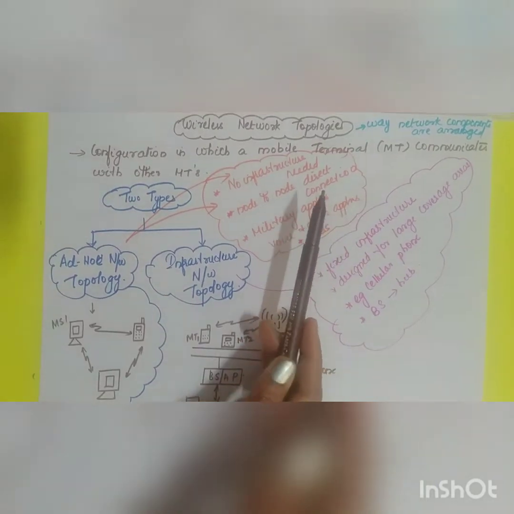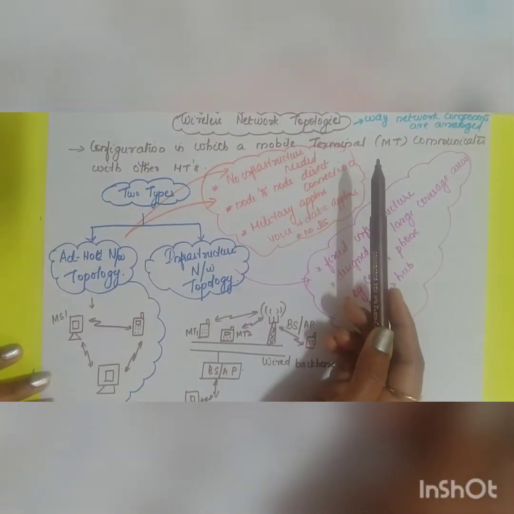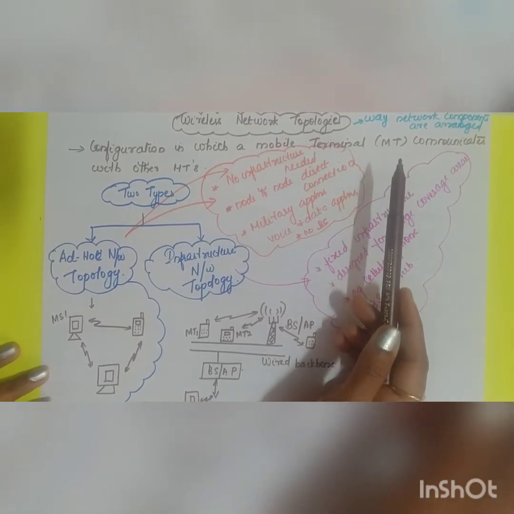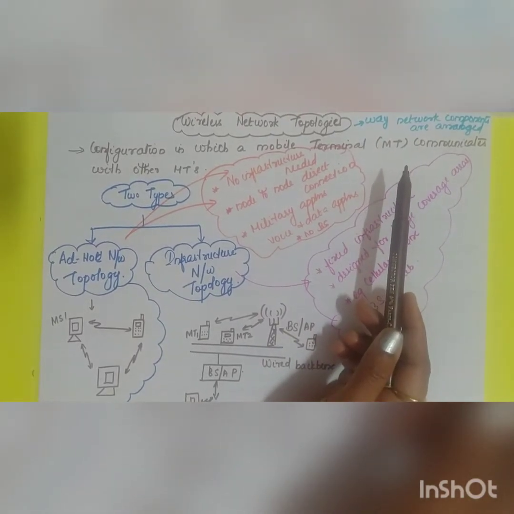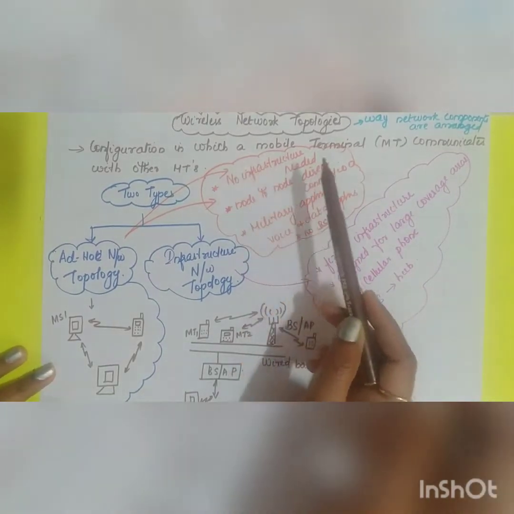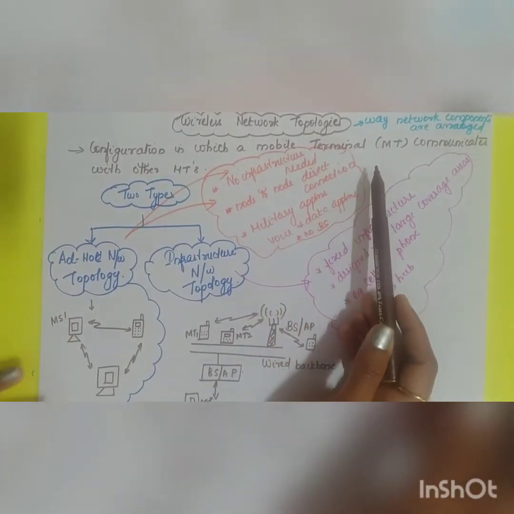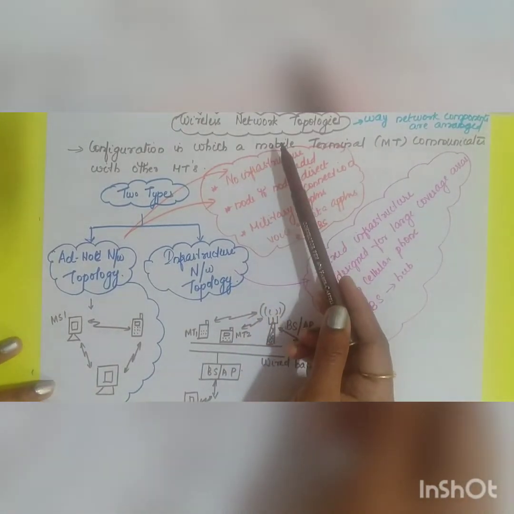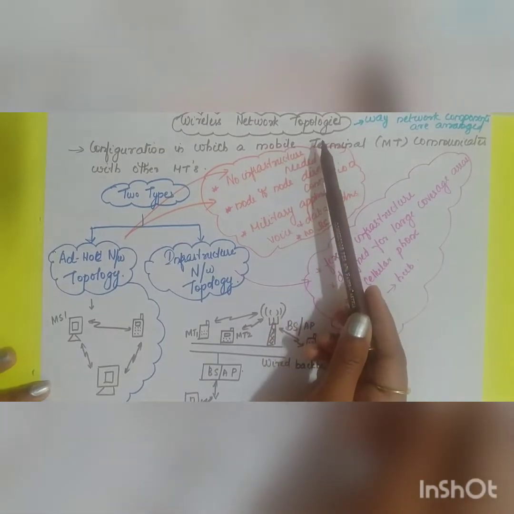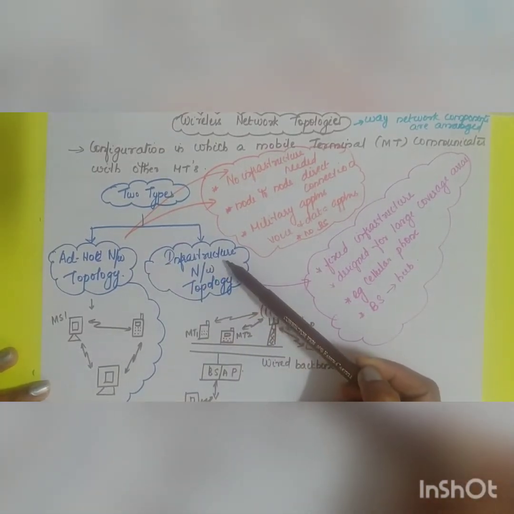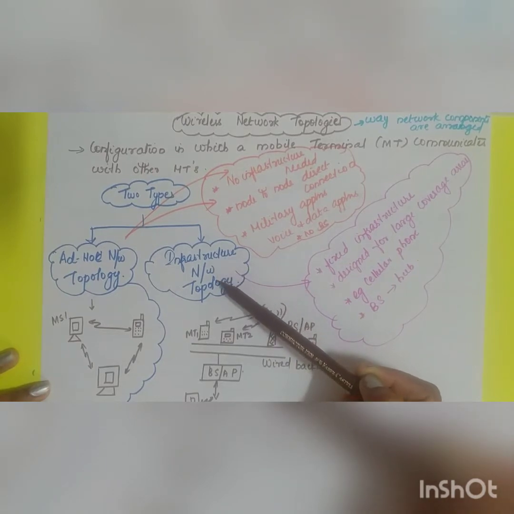So the next topic is wireless network topology. What is meant by wireless network topology? It defines the way in which the network components are arranged. It can be defined as a configuration in which one mobile terminal communicates with other mobile terminals. Basically, there are two types of wireless network topologies: one is called the ad hoc network topology and the second one is called the infrastructure network topology.